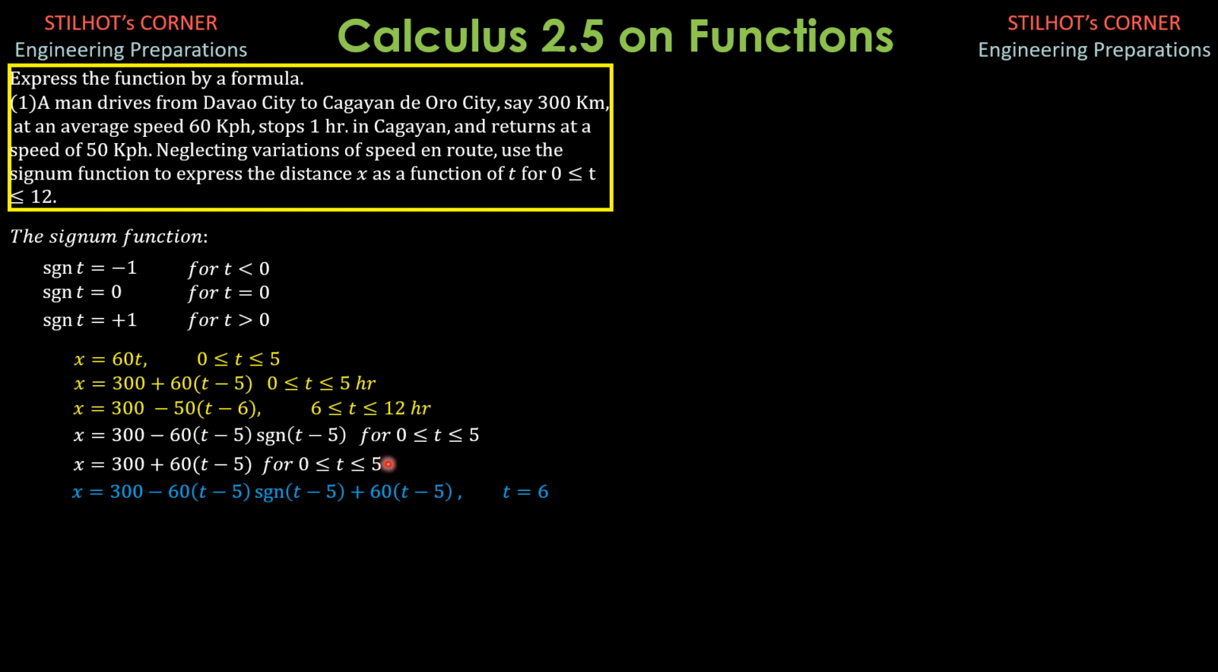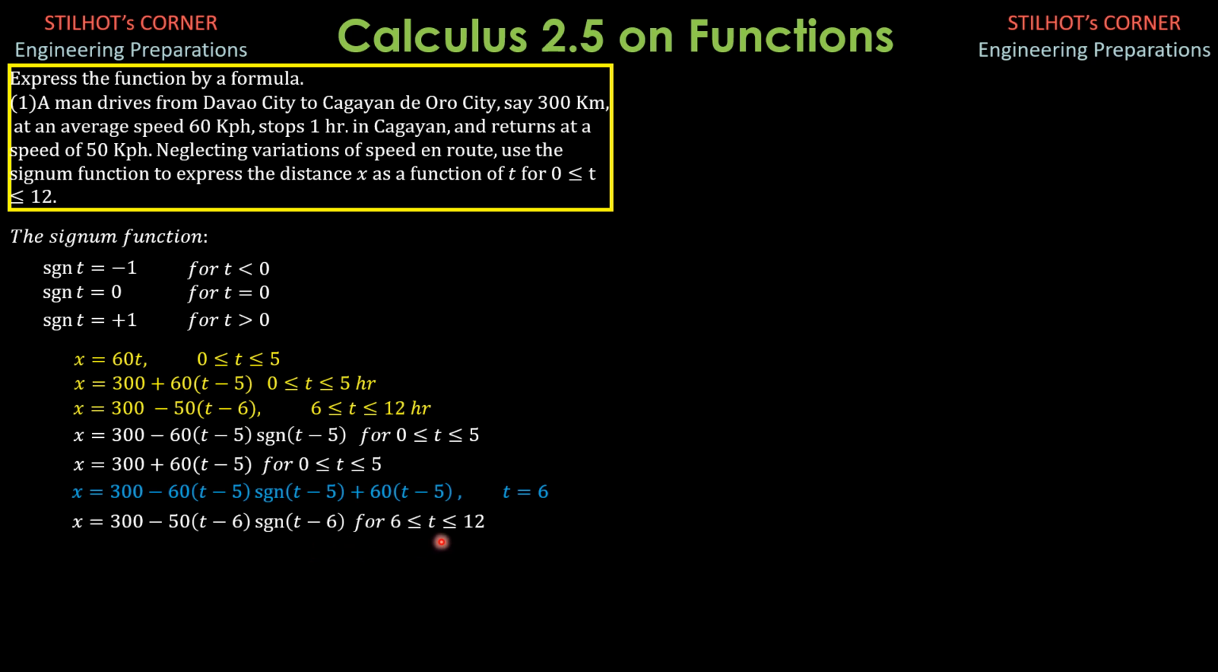Now for 6 to 12, it is either represented by this or with the signum function. x is 300 minus 50 (t minus 6) signum of quantity (t minus 6).